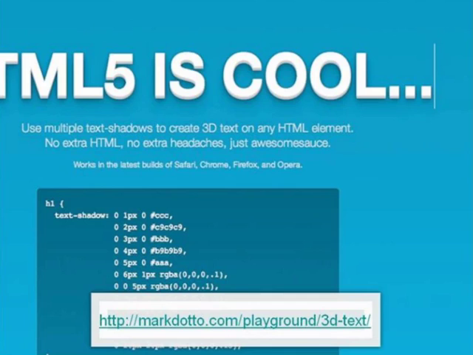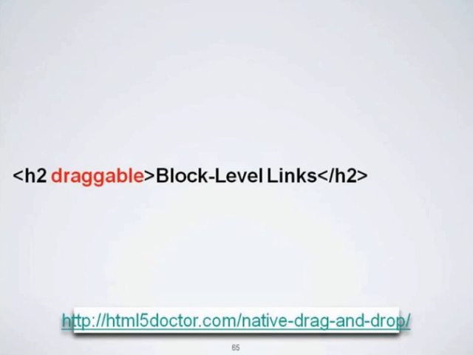And slide 64, drag and drop. If you want to make an element draggable, all you have to do is say draggable, in slide 65, and just put the attribute value, hey, this is draggable, and do that. So it's really kind of cool. If you want more information, go check out html5doctor.com/native drag and drop. Pretty cool. So there are kind of the new elements right there.